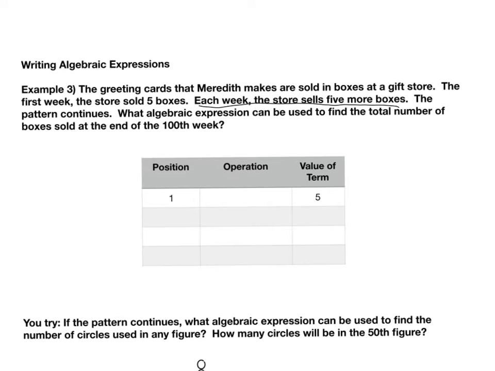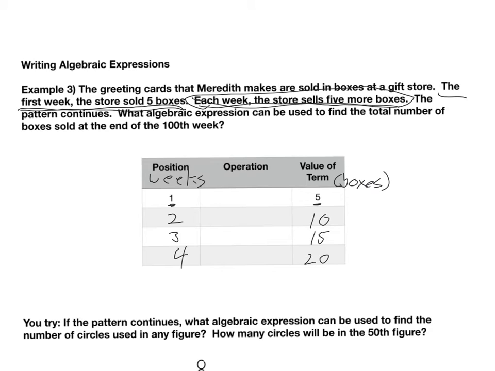What algebraic expression can we use to find the total number of boxes sold at the end of the 100th week? Okay, so we know the first week the store sold 5 boxes. So the position, that's weeks. For the first week, the value of the term, that's our boxes. Sold 5 boxes. So we know we've got this sequence. The second week, 10 boxes. Third week, 15 boxes. And fourth week, 20 boxes. Because remember, up here it says each week the store sells 5 more boxes.